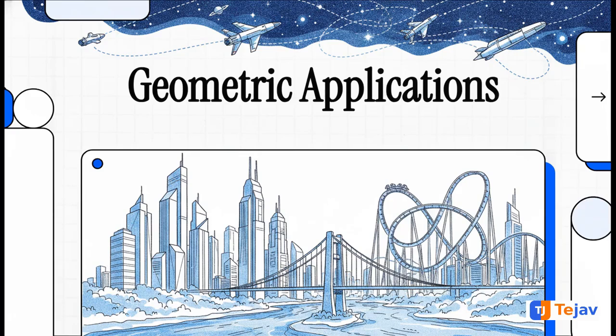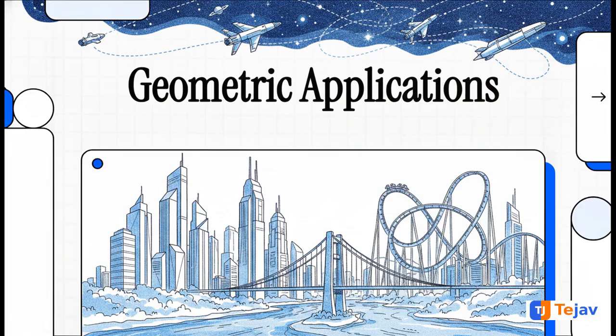Okay, picture this. You're looking out over a sprawling, futuristic metropolis. I'm talking towering skyscrapers, high-speed roller coasters, and spacecraft charting courses across literally billions of kilometers. Welcome to this explainer for Class 12 Mathematics.